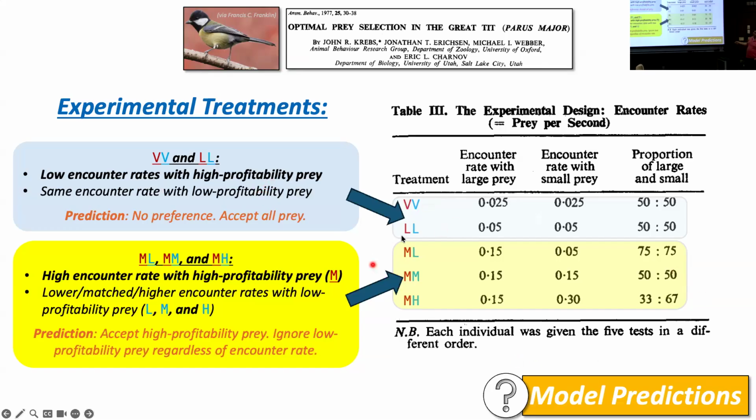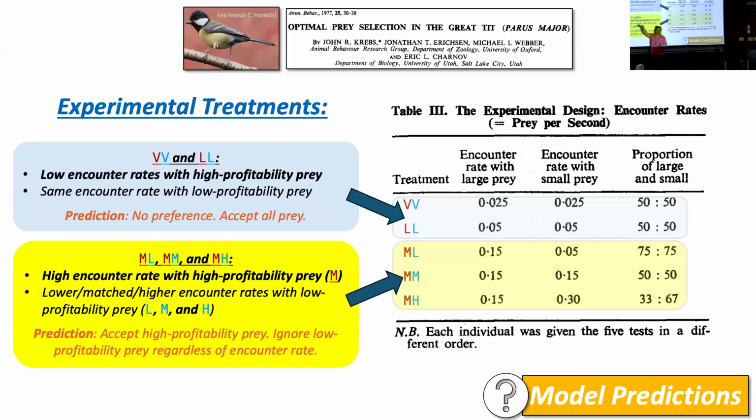The way this experiment's set up, in the bottom three groups, we have high encounter rates with high profitability prey, and then low, matched, or higher encounter rates with low profitability prey. So see what they're doing here. They're testing these predictions about whose encounter rate matters. So up there, they made sure that the high profitability prey has a low encounter rate.